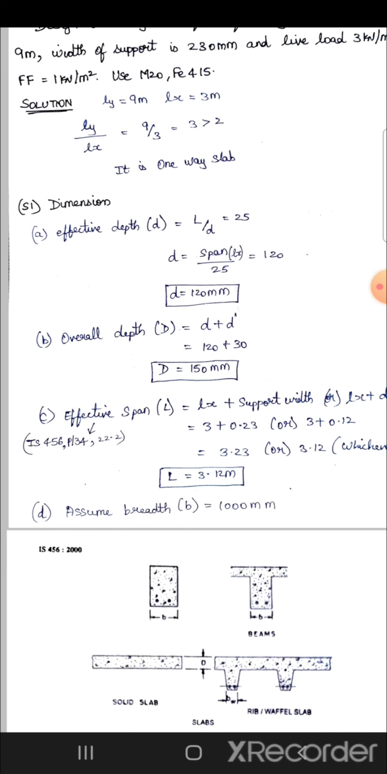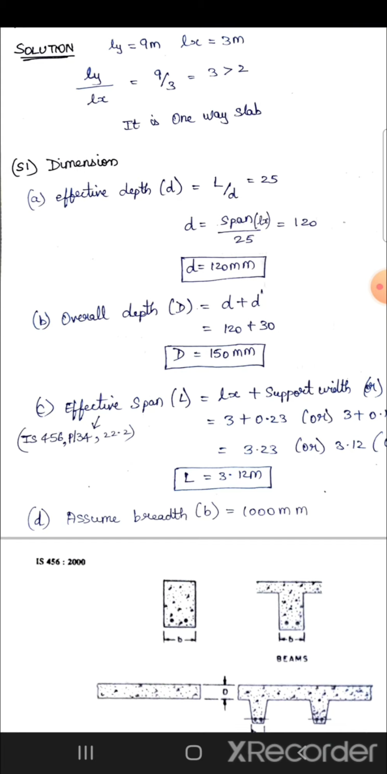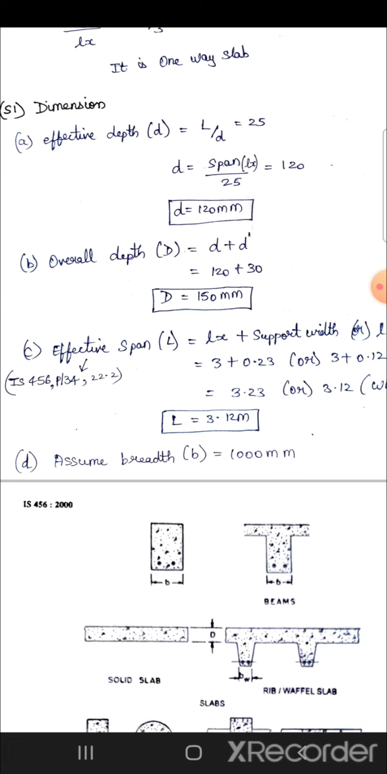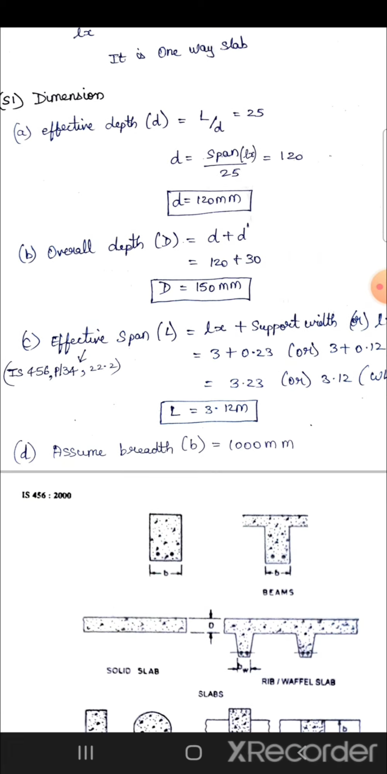Next step is calculating dimensions. We must calculate effective depth, overall depth, effective span and breadth. Effective depth formula is short span by 25. So effective depth answer is 120 mm. Overall depth formula is effective depth plus D dash. D dash is clear cover for slab 30. So overall depth answer is 150 mm.